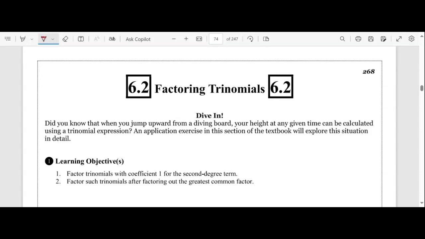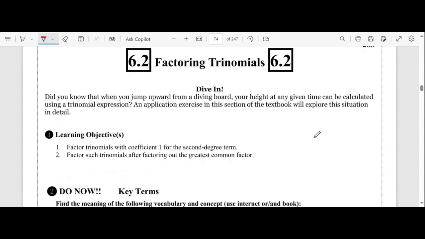6.2 Factoring trinomials. Learning objectives: 1. Factor trinomials with coefficient 1 for the second degree term. 2. Factor such trinomials after factoring out the greatest common factor.